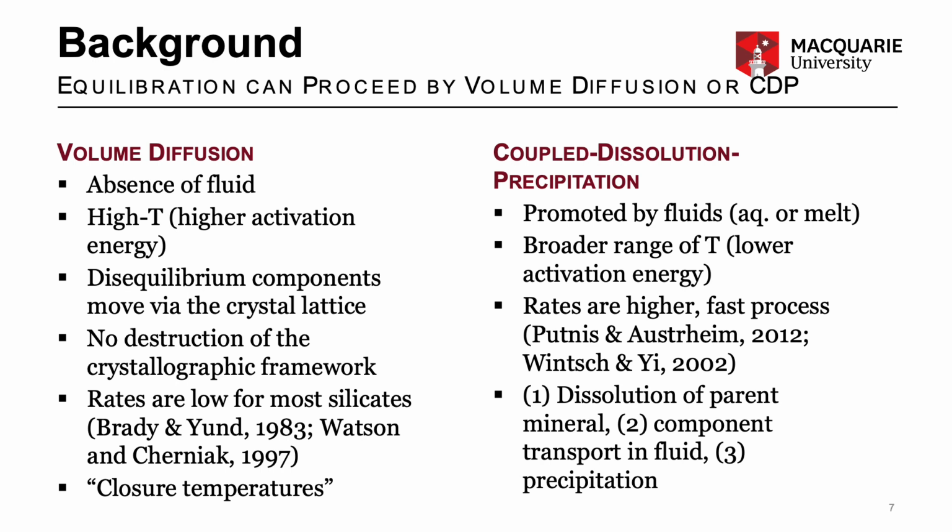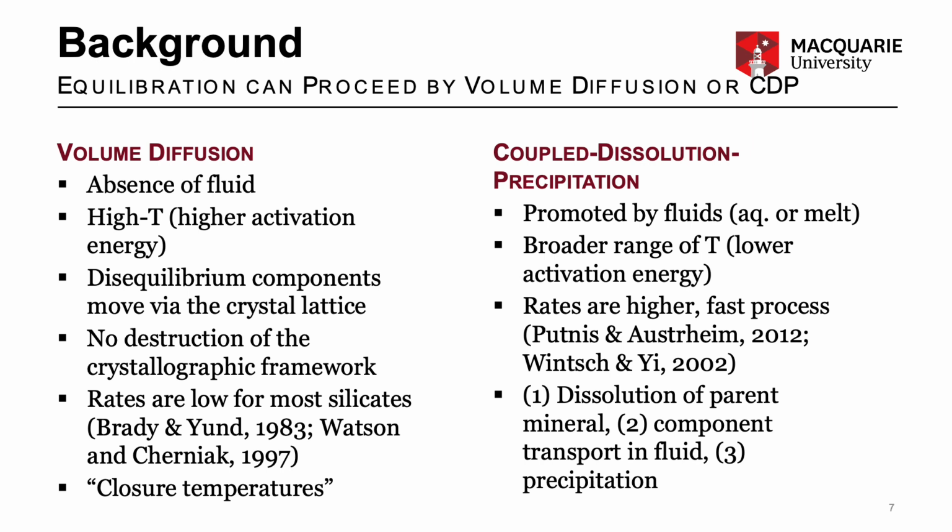The process of coupled dissolution precipitation needs to be contrasted with volume diffusion, because many people in geochronology think about closure temperatures in terms of volume diffusion. This happens in the absence of a fluid. It has high activation energies and therefore happens at high temperatures. The components move via the crystal lattice. There's no destruction of the framework, and the rates are quite low for most silicates.